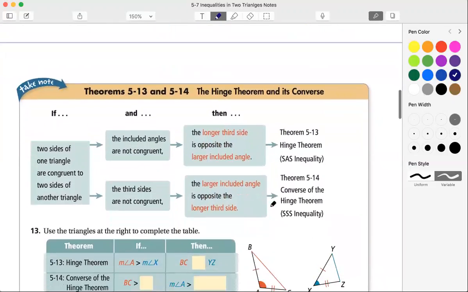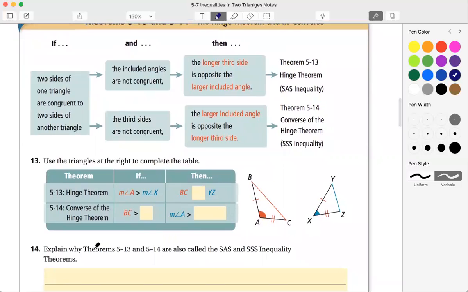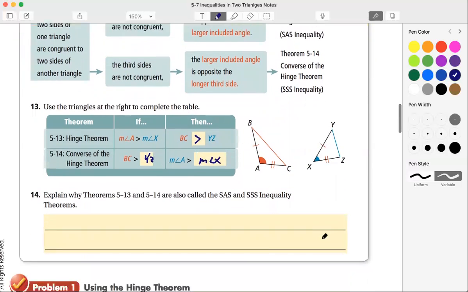Okay. So theorems 5-13 and 5-14, the hinge theorem and its converse. It states basically, if 2 sides of one triangle are congruent to 2 sides of another triangle, and the included angles are not congruent, then the third sides are not congruent. The longer third side is opposite the larger included angle, and the larger included angle is opposite the longer third side. So using symbols in 5-13, measure of angle A is greater than measure of angle X, therefore BC must be greater than YZ. The converse: if I know BC is greater than YZ, then measure of angle A has to be greater than measure of angle X. Okay.